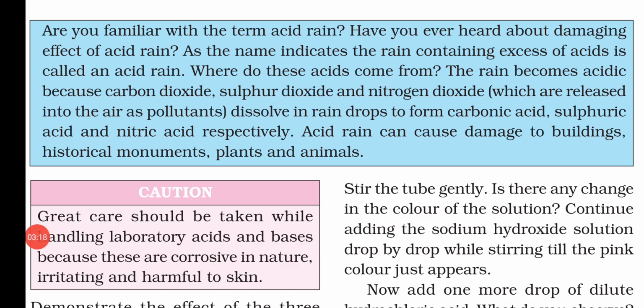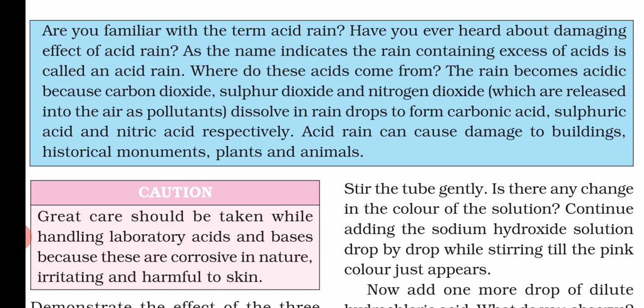Now we have to learn about acid rain. Do you know what acid rain is? Have you heard about it? Whenever acid is dissolved in rain or comes along with rain, we can say it is acid rain. But where does this acid in the atmosphere come from? Carbon dioxide, sulfur dioxide and nitrogen dioxide are released into the air by pollution, that means pollution created by vehicles and different types of industries, and lots of sulfur dioxide, nitrogen dioxide and carbon dioxide are released into the atmosphere.